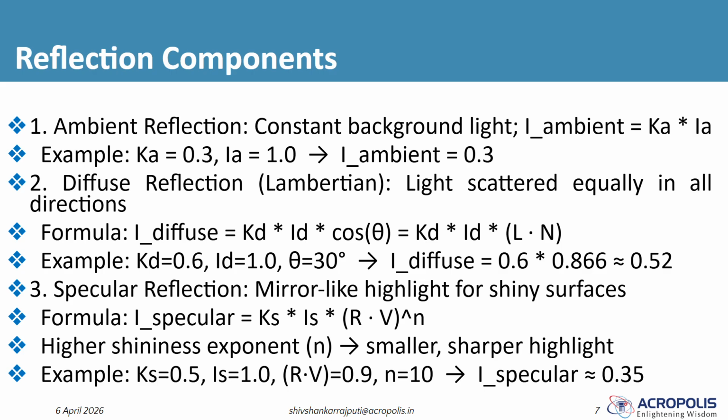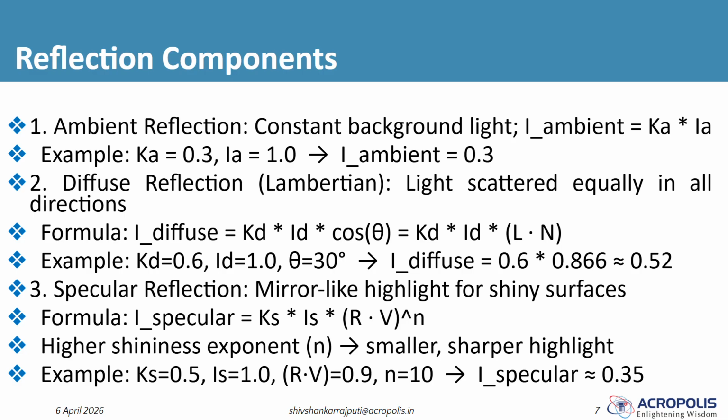Let's break down these three components. First, ambient reflection. This is a constant background light. Even in shadow, objects are slightly visible. The formula we will see in the PPT, with an example also. Second, diffuse reflection. This is light scattered equally in all directions from a rough surface. It's based on Lambert's cosine law. We will see it on the PPT.